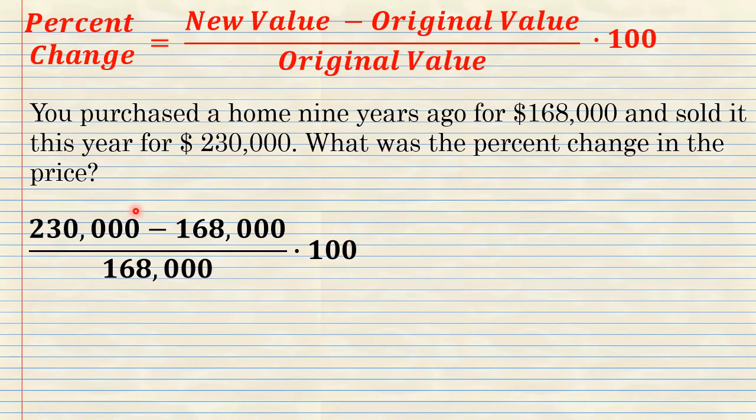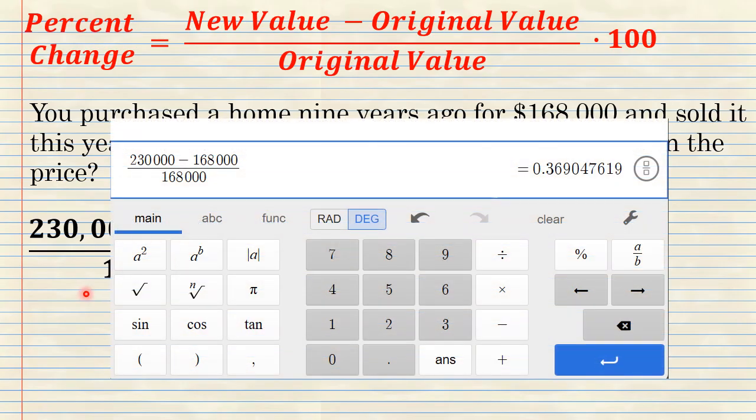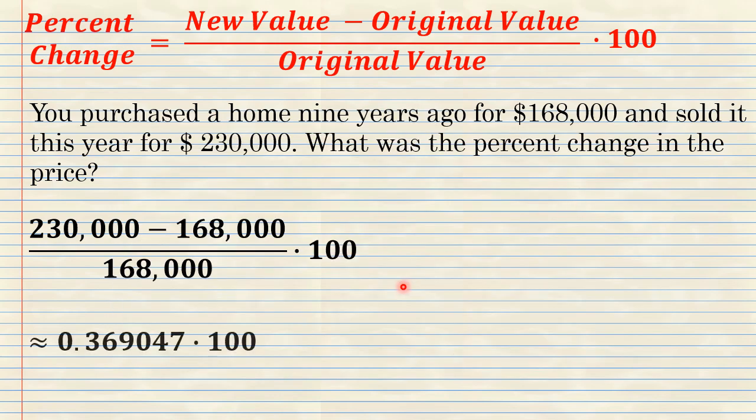So we have a subtraction and a division to do, and this is best certainly performed by a calculator, and I have the Desmos calculator on the screen here, and I've done the subtraction in the numerator divided by 168,000, and that gives me 0.36904, and this is the percent change of the value of the house as a decimal. I have it rounded off here to about 6 decimal places, but if you multiply this decimal by 100, that gives you the percent change in the value of this house over the course of these 9 years.